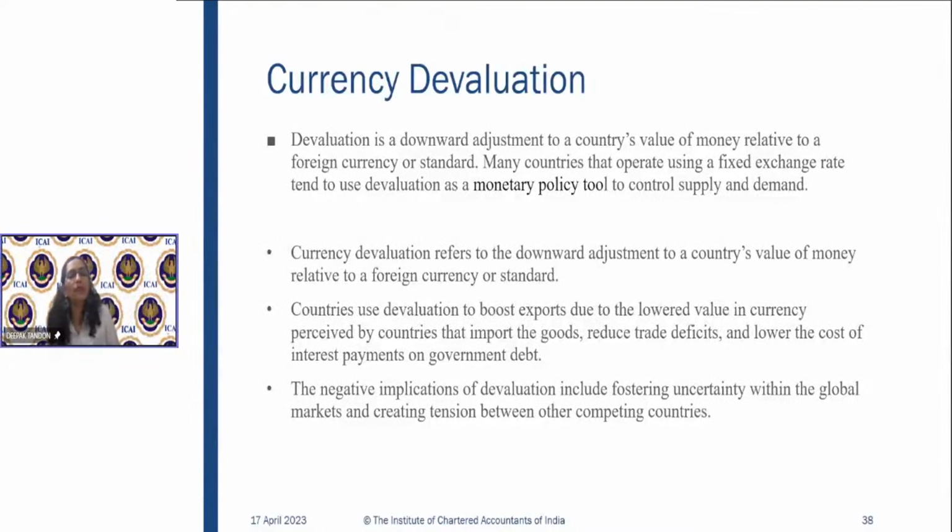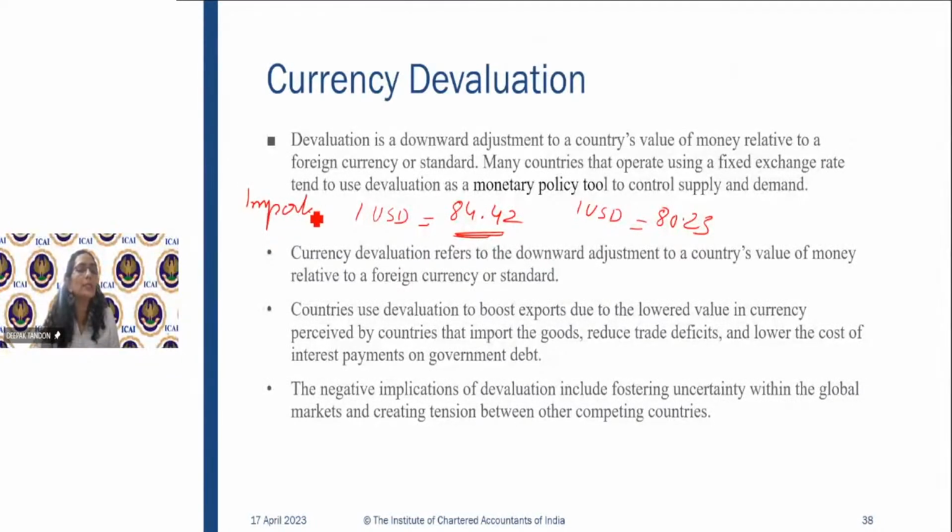Because if $1 is equal to 84.42, and 1 USD, अगर market forces से ये 80.23 है और अगर आपने इसको devalue कर दिया 84.42, why will you do it? China जैसी country ने किया इसको. Why China did it? Because they see if this is the rate, then in that case what's going to happen? आपके imports बहुत expensive हो जाएंगे. Since your imports are very expensive, so it's not worth going for imports, no?